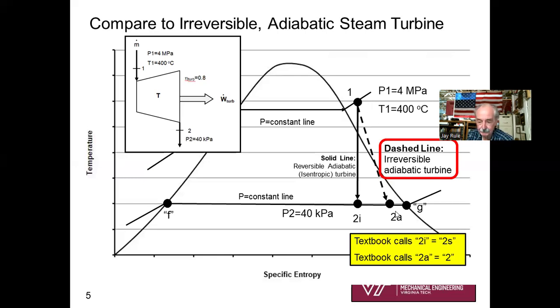Now your textbook calls this actual state just 2. And that's fine. That's not the way I do it. And so in my work, I call it 2a, and I find it much easier to keep straight when I call the actual outlet state 2a and the isentropic reversible adiabatic state 2i. All right. So we're making some progress. We're getting some familiarity with a TS diagram for a steam turbine right now.